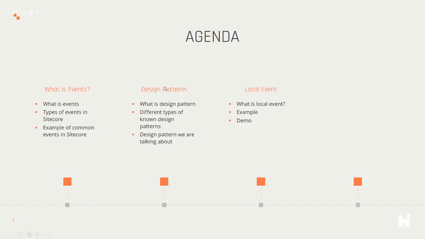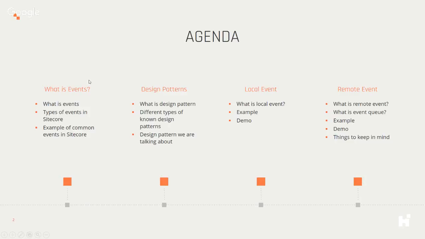Then we'll be looking into a local event. There are two types of Sitecore events, which we'll be looking into, then an example and a demo of a local event. And at the end we'll have the remote event, which is quite a bit more complex than a local event. We'll be looking into what a remote event is and what the event queue is, which is correlated with remote events, then an example, a demo, and things to keep in mind when you are creating remote events. So that's the agenda for today's session.